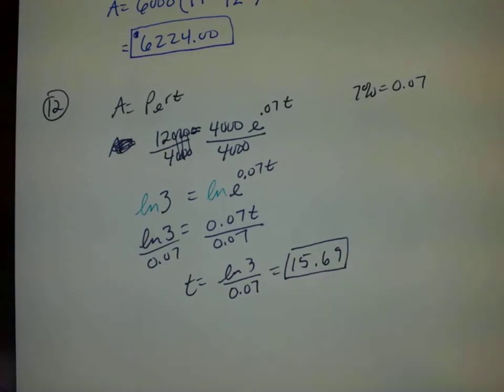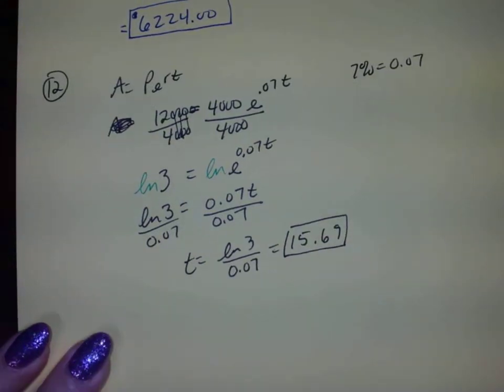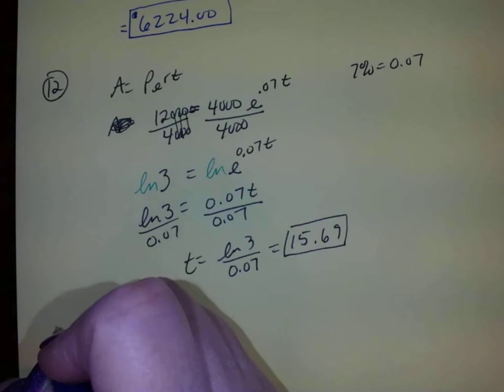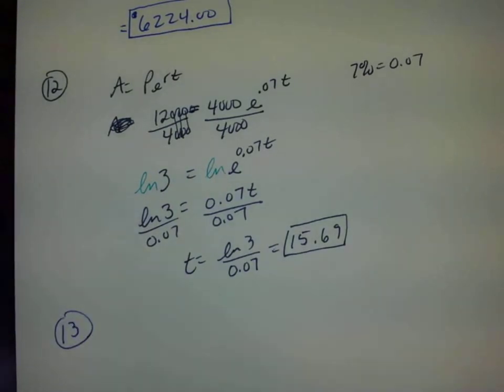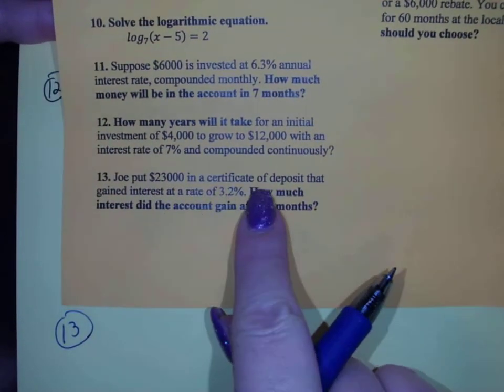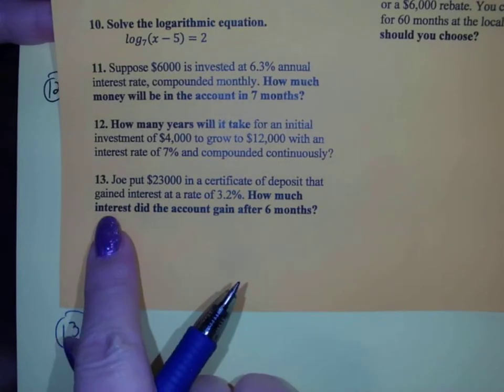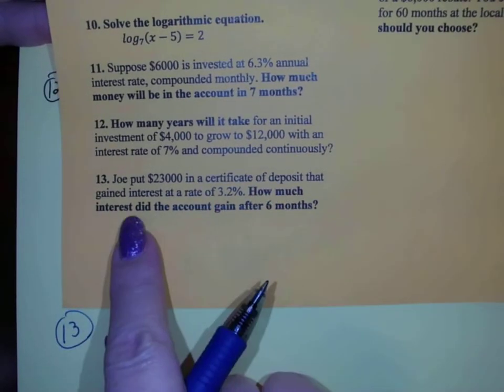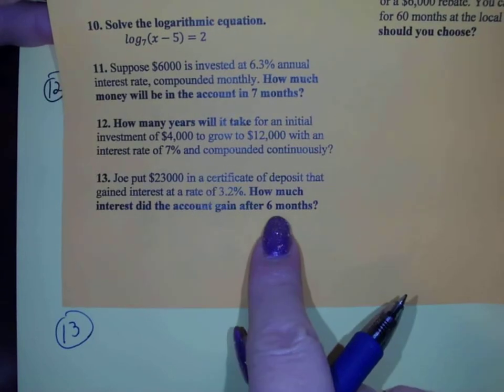So it'll take a little over 15 years, not quite 16 years, to get to the $12,000 we're looking for. All right, number 13. On 13, Joe put $23,000 in a certificate of deposit that gained interest at a rate of 3.2%. How much interest did the account gain after 6 months?